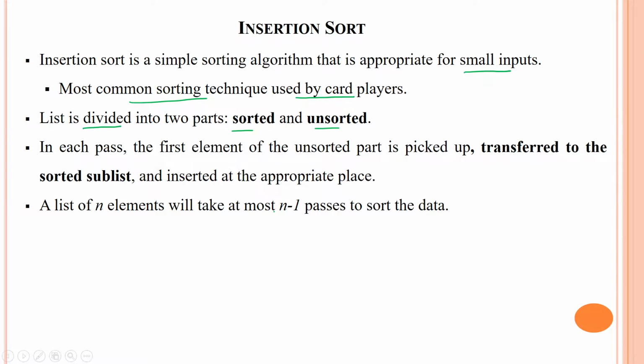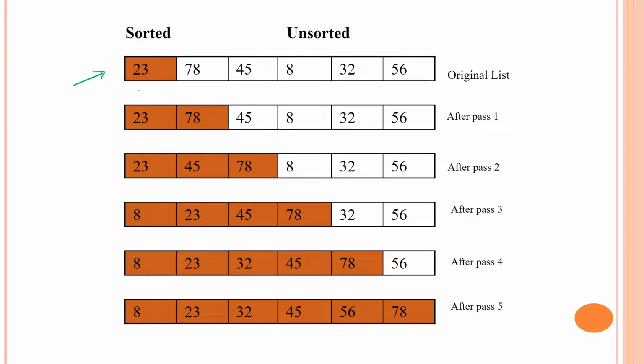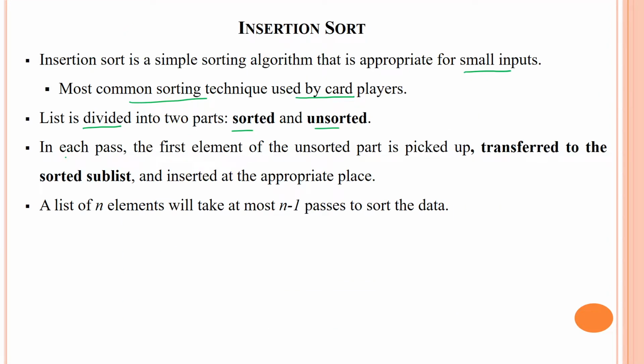For example, here this is the given original list. This portion is considered as the sorted portion, and this portion is considered as the unsorted portion. In each pass, the first element of the unsorted part is chosen, transferred to the sorted sublist and inserted at a suitable place. A list of n elements will take at most n minus 1 passes to sort the given data.